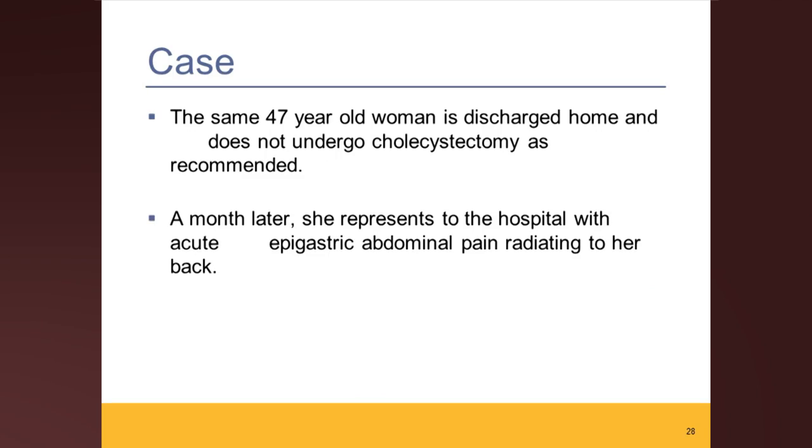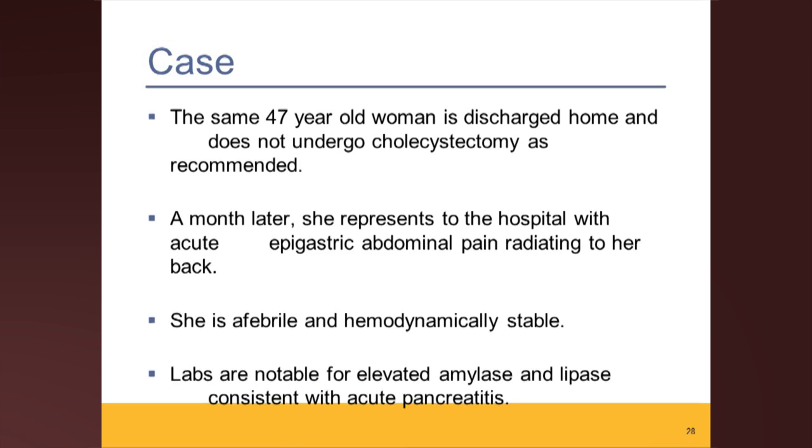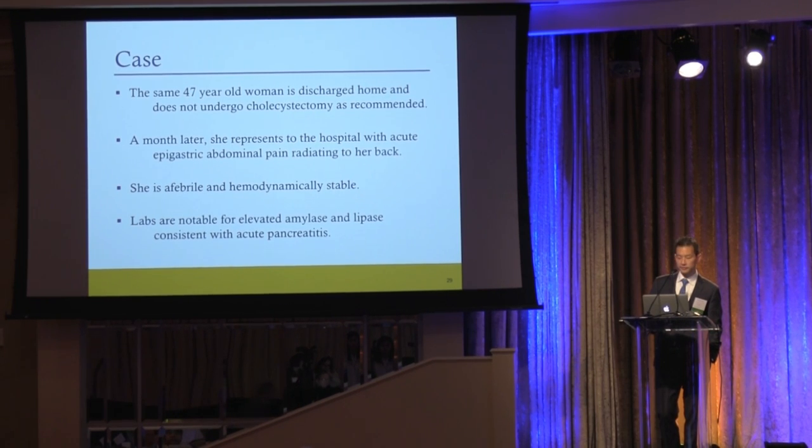All right, so those are the lessons learned in this case. Move on to this last case. So the same 47-year-old woman is discharged home, and she didn't undergo a cholecystectomy as recommended. Not surprisingly, a month later, she presents to the hospital again with acute epigastric abdominal pain radiating to her back. She's afebrile and hemodynamically stable. And our labs are notable, again, for elevated amylase and lipase, consistent with acute pancreatitis.